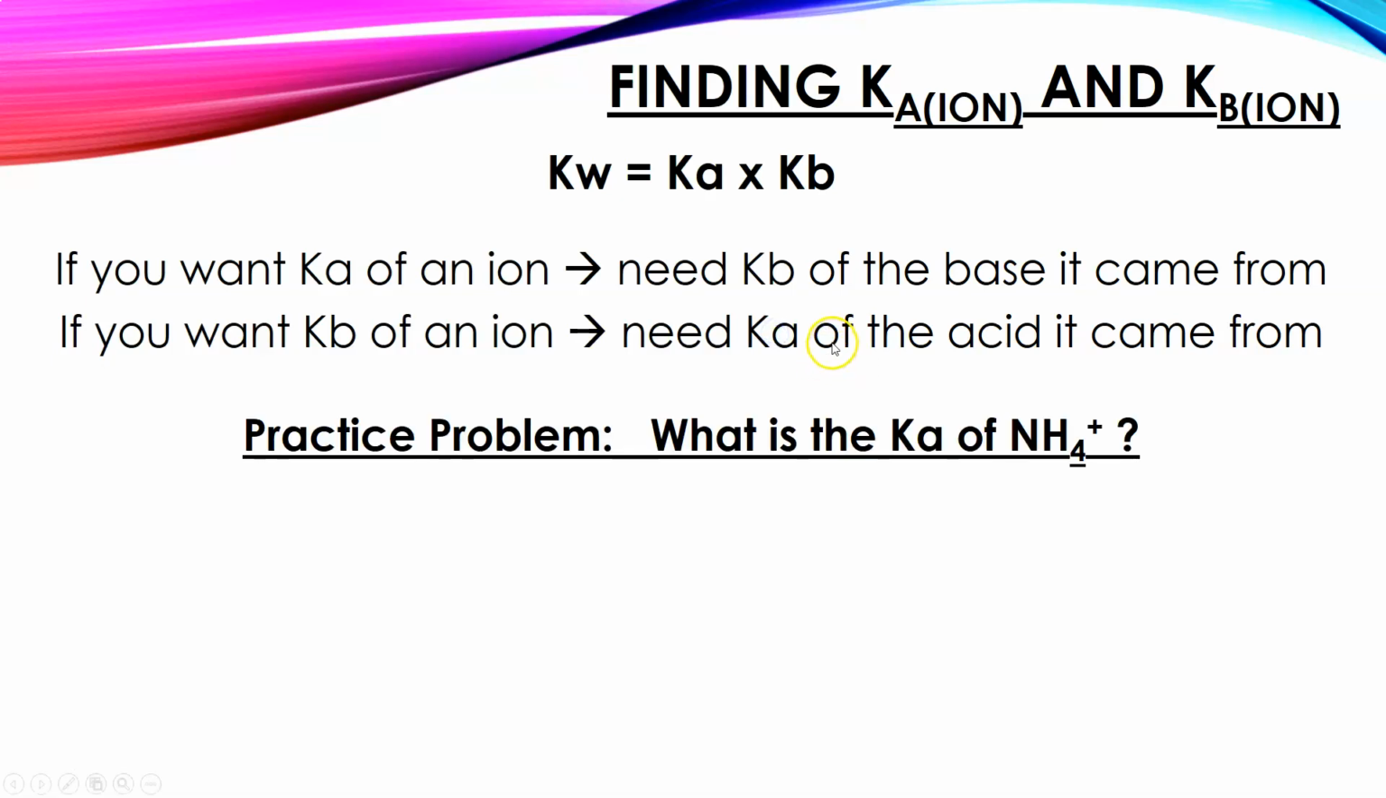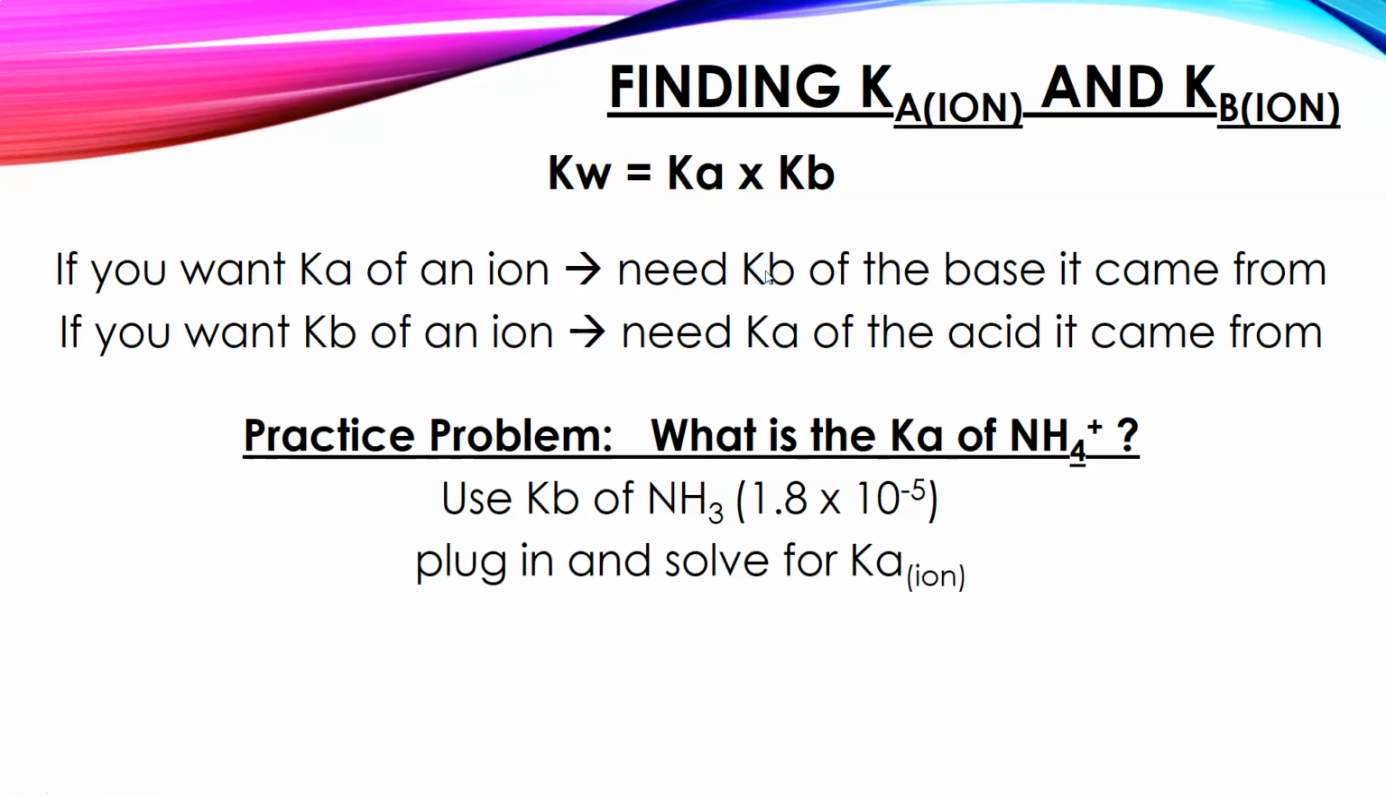Let's say that you need the Ka value for this. You need to know what that Ka is, but I didn't give it to you. Instead, I gave you the Kb of the base that it came from. It came from ammonia, didn't it? I told you your Kb of ammonia is 1.8 times 10 to the minus 5. But you're not dealing with ammonia, you're dealing with the ion, its conjugate acid. So plug it into the equation up here and solve for Ka. You should have memorized what Kw is.